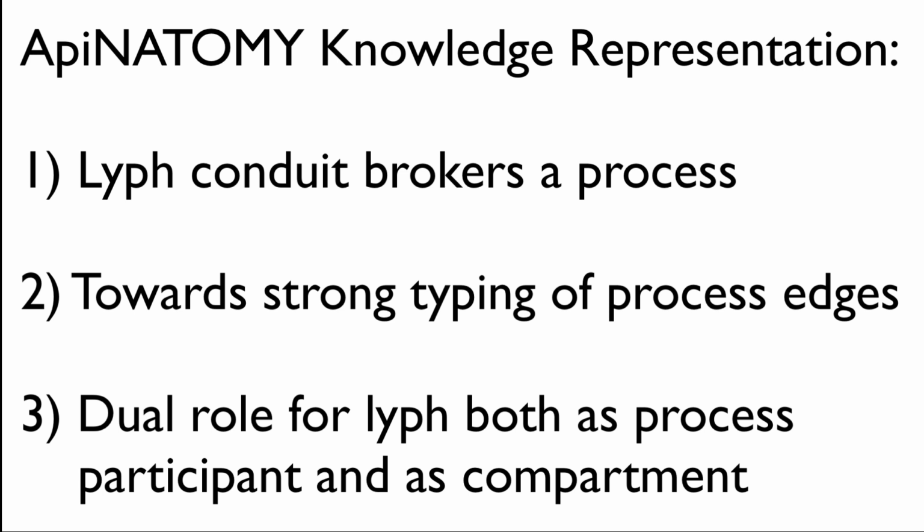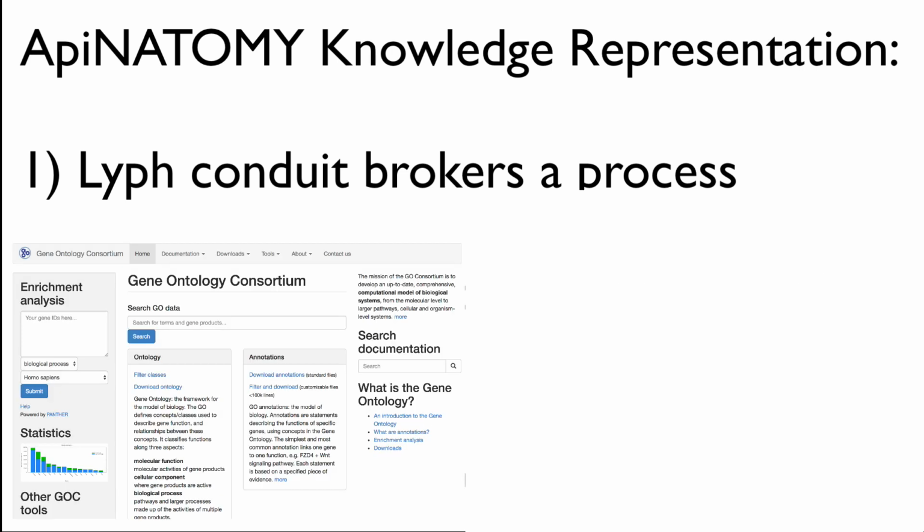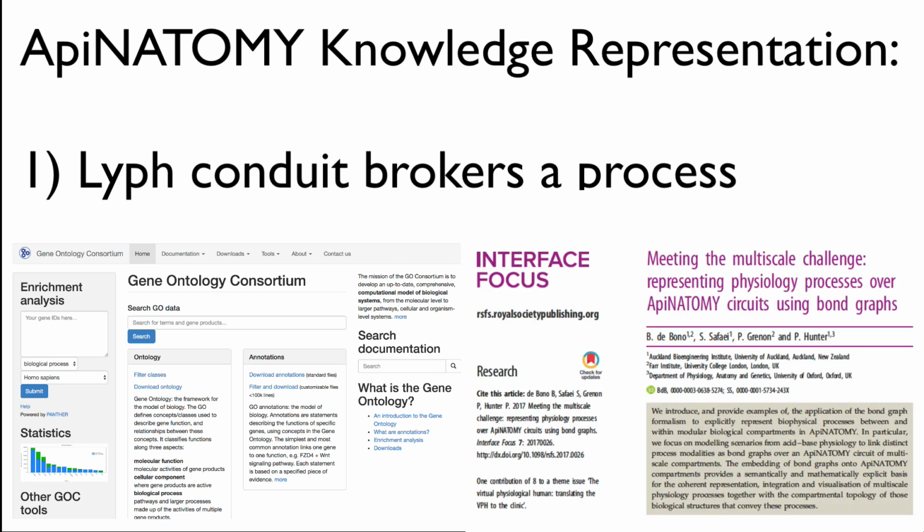In that sense, we now have the option of either leveraging large numbers of qualitative descriptors from a reference ontology of biological processes, such as the gene ontology, or importing a pre-existing formalism for the quantitative description of process graphs, as found, for instance, in the bond graph formalism.